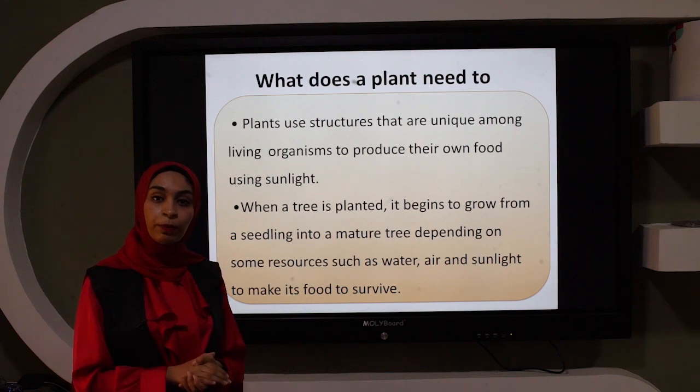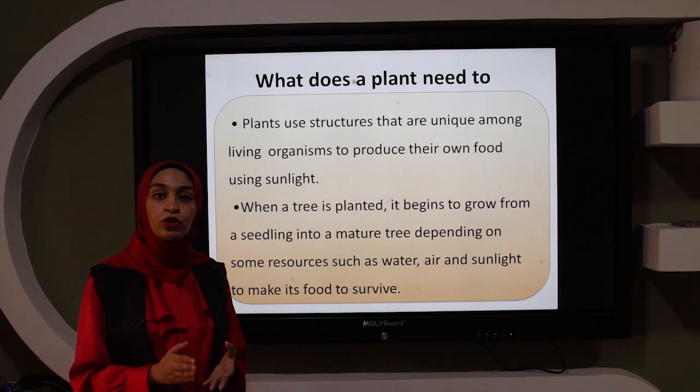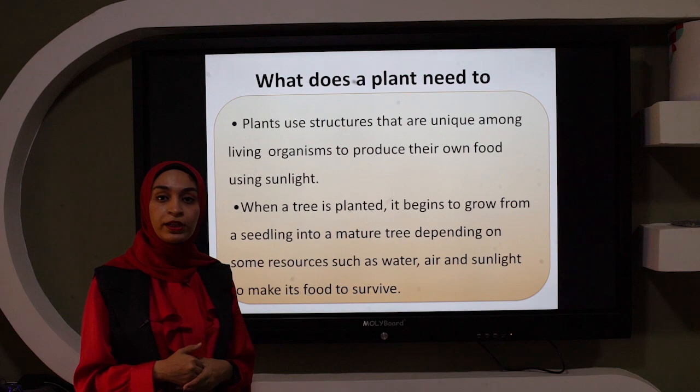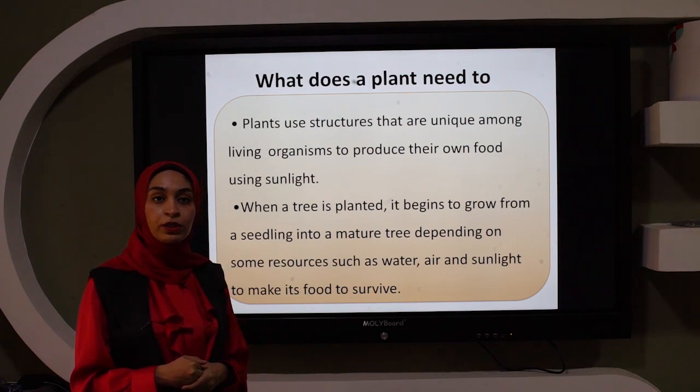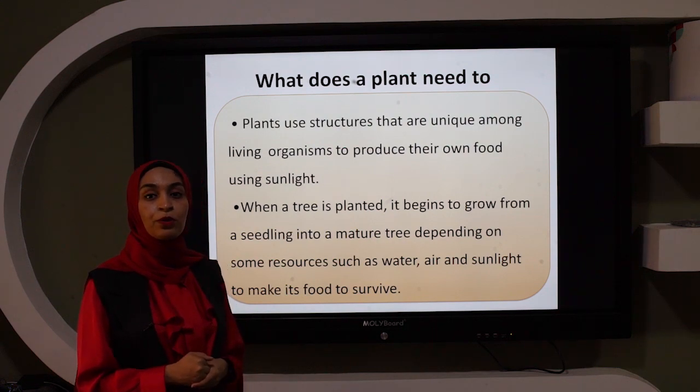So the structure of the plant uses the basic needs, which are water, carbon dioxide from the air, and sunlight from the sun, to make its food through a process called photosynthesis.